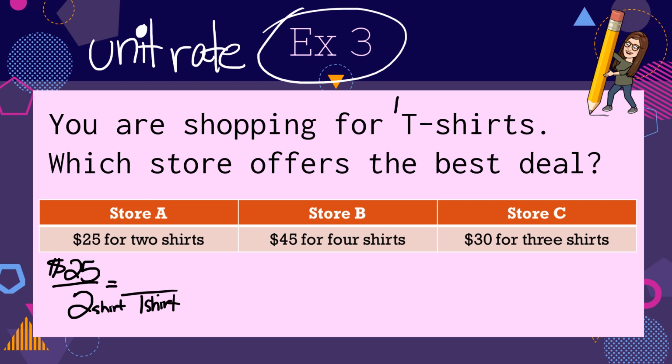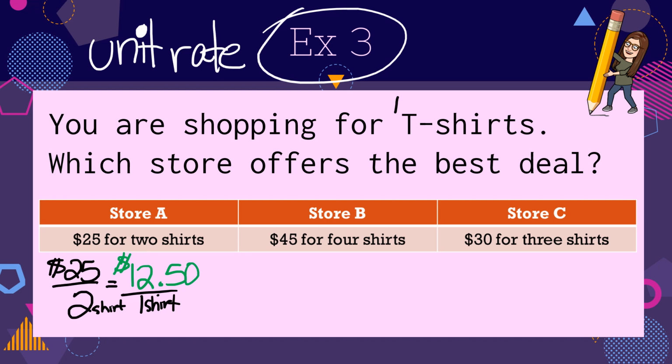Well, look at the fraction. That ratio created a division. And if I divide 25 by 2, I get 12.5. And that's a good money number, right? That makes sense. $12.50 per shirt.